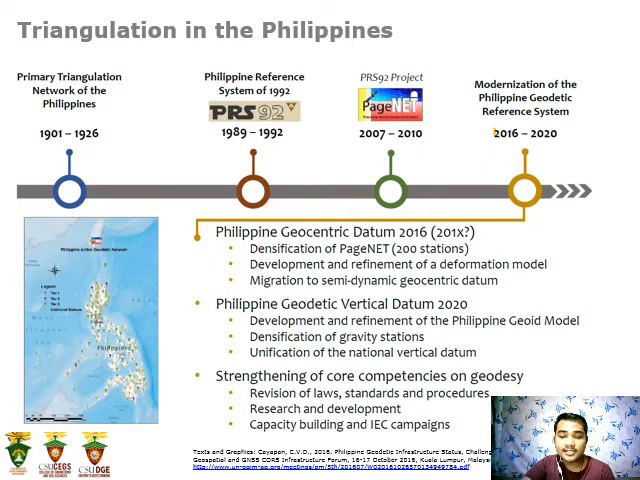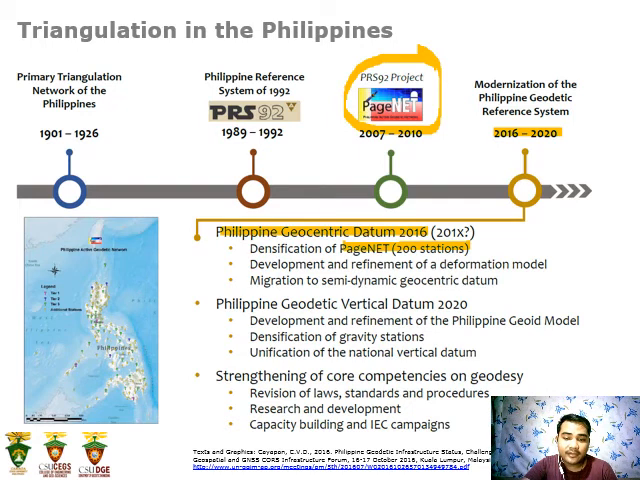And lastly, no? During 2016 to 2020, or until karon na year, 2020. So these are the modernization of Philippine Geodetic Reference Systems. So after the PageNet project, here it comes na si modernization sa Philippine Geodetic Reference System. So na-establish si Philippine Geodetic Datum of 2016, and mas gidensify pa si PageNet. So, nahimo na siya, murag 200 stations na ang naa sa PageNet nga project. Tungod sa kadaghan na densify na, so nadugangan.